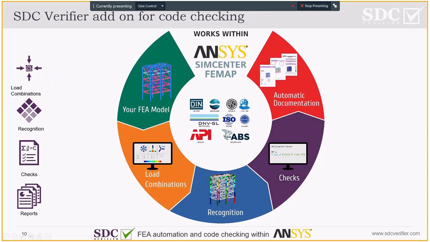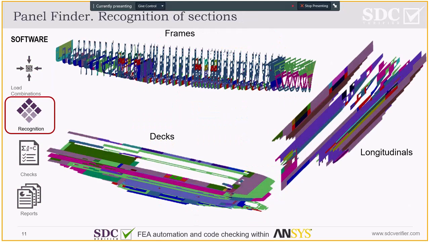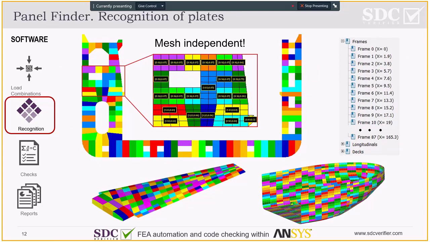So this is an extremely brief overview of load combinations and load handling tools, and now we're going to the recognition section, where I will show you which types of structural members we are able to recognize. First of all, we are able to recognize the sections. In this example, you can see the ship. We can recognize the frames, decks, and longitudinals of the ship, and after that use this to do a deeper recognition of the plates. And the biggest benefit is that it's mesh independent, so no matter how many finite elements you have here, whether it is one element or 100 elements, we will recognize this plate, we will recognize its dimensions, and in the future it can be used for plate buckling checks.